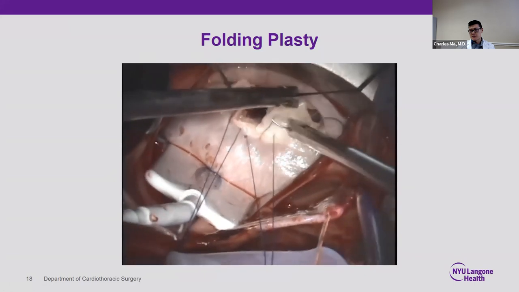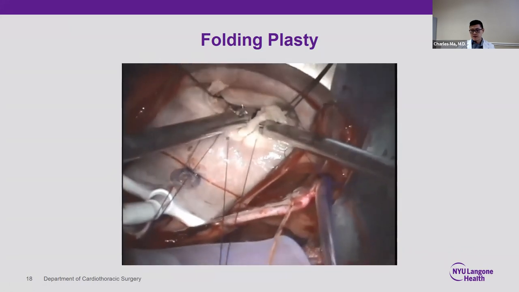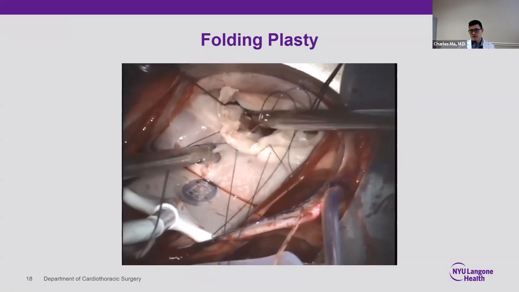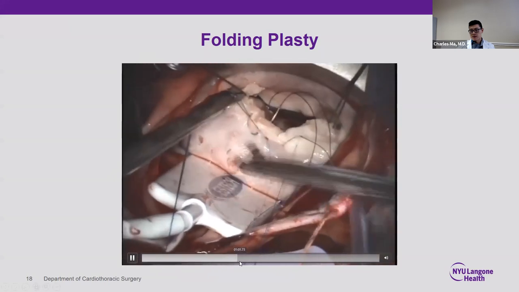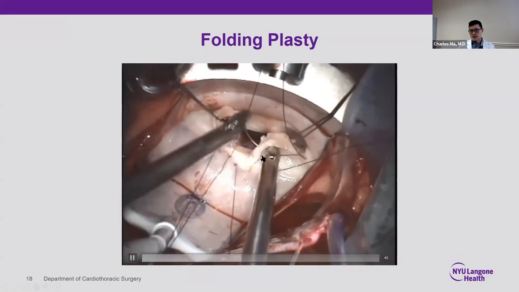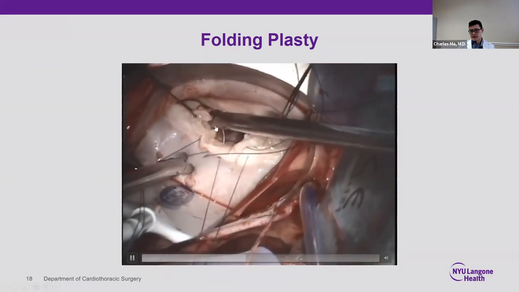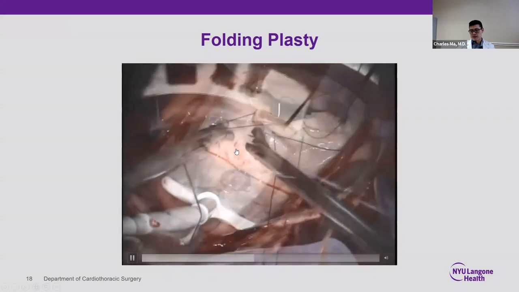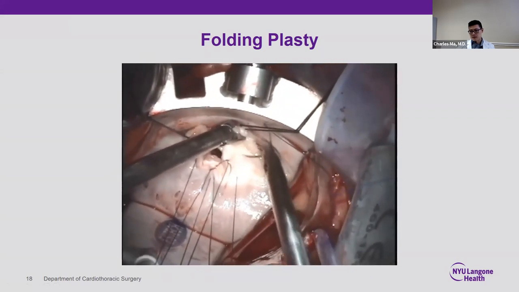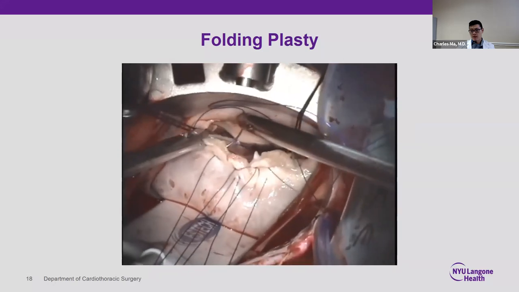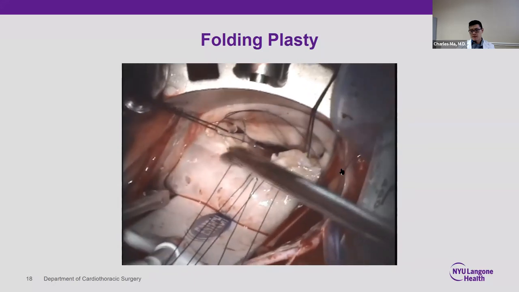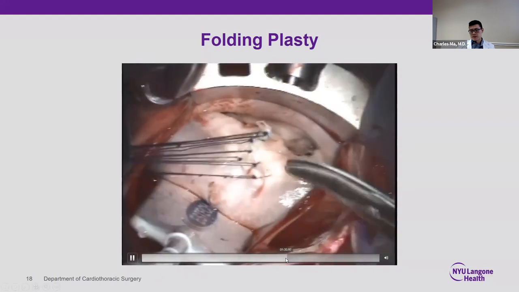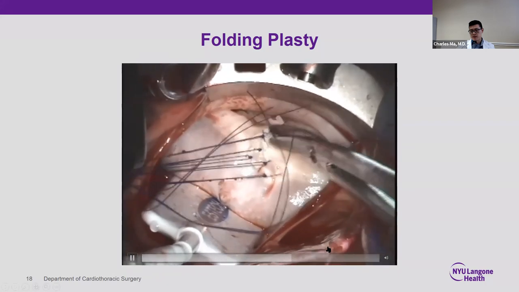Once you tie these sutures, you'll see that the height of that posterior leaflet becomes reduced. You see it's a lot of suturing, but basically we plicate the free edge of both sides down towards the midline. And once we tie that, you'll see that the height becomes dramatically reduced. Let's fast forward here. End result, we've reconstructed the whole posterior leaflet.